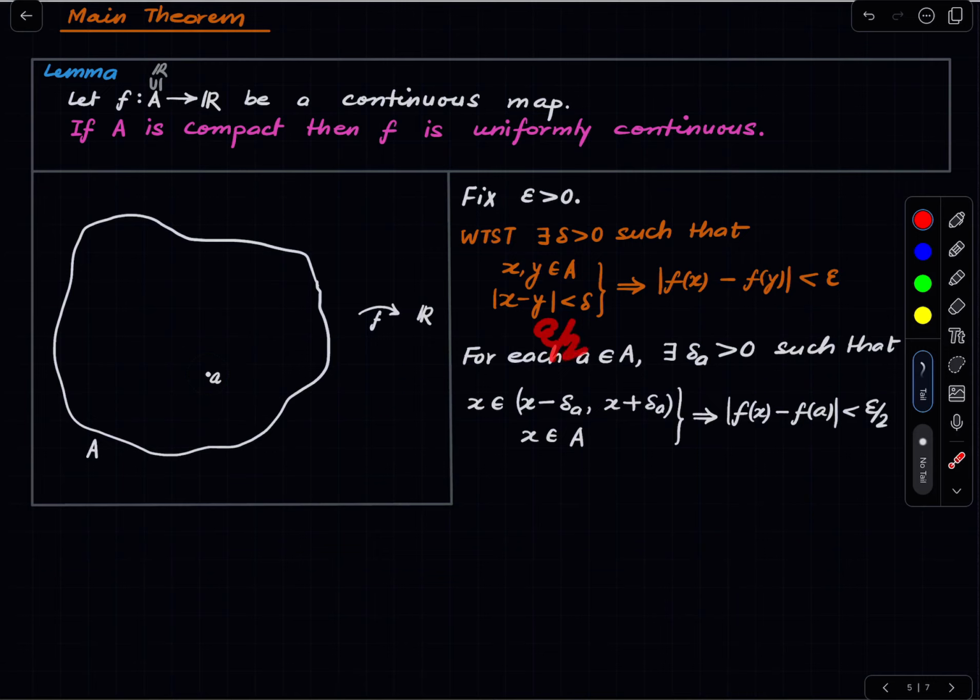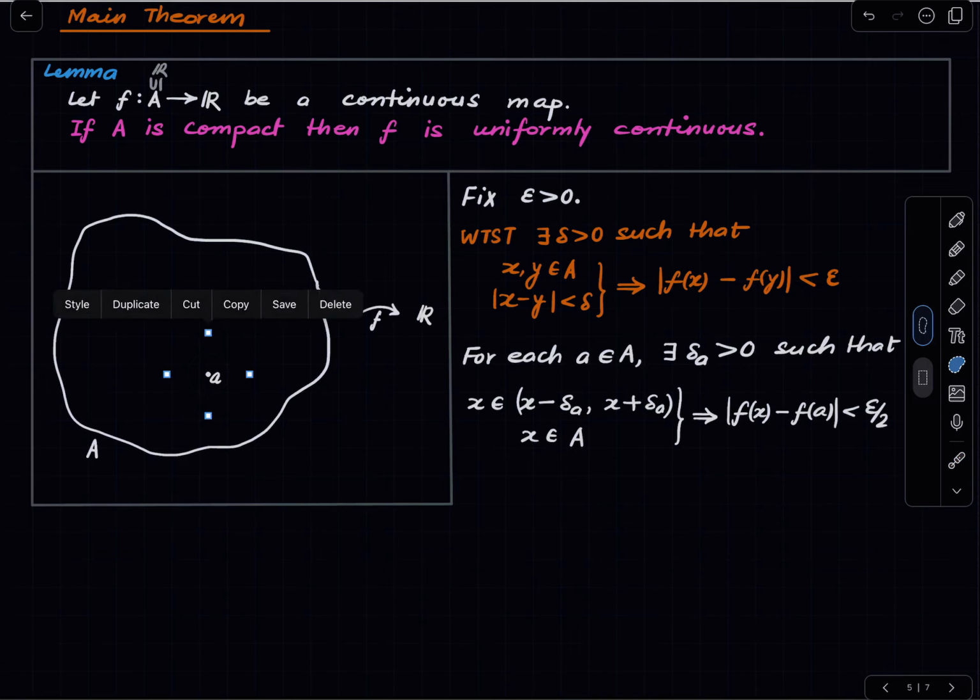Epsilon by 2 is a positive number. So there is some positive delta which responds to it for the point a, because the function is continuous at the point a. The function is continuous everywhere. So for each a, we can find a delta_a such that whenever this happens, this happens. And let me diagrammatically arrange that. Now in this diagram again, I have drawn things like, the set A is not at all looking like a subset of reals, but it is a subset of reals. I have drawn it in this fashion just for visual convenience.